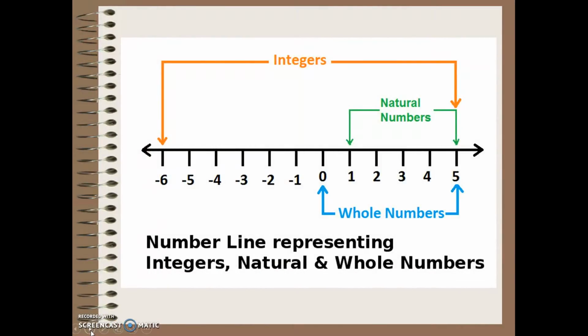This is a number line representing integers, natural, and whole numbers. The blue arrows at the bottom show you a slice of just a few whole numbers. Natural numbers have the green arrows, and integers encompass all of those.